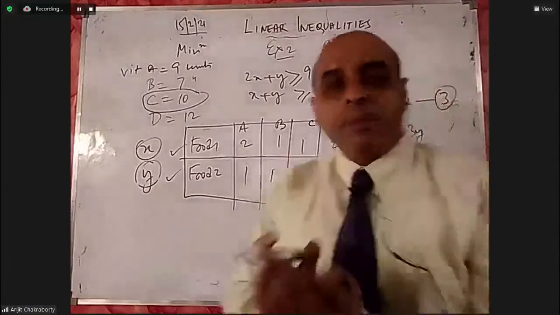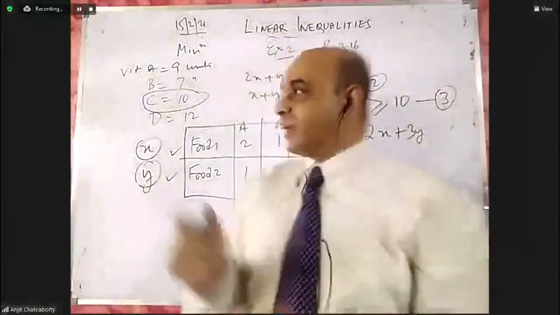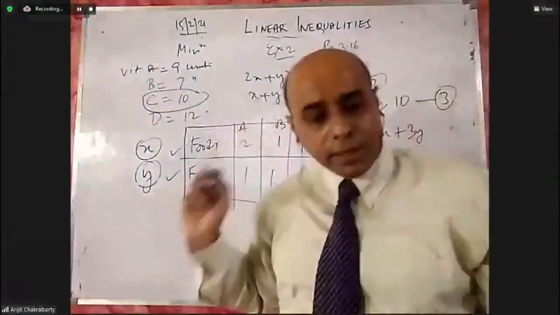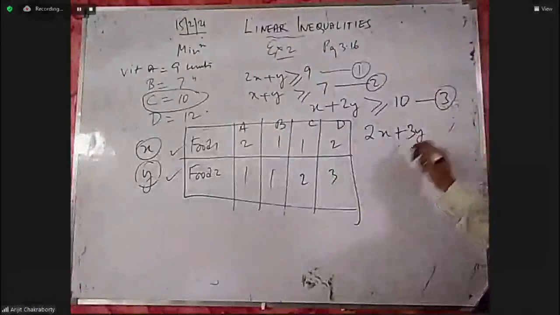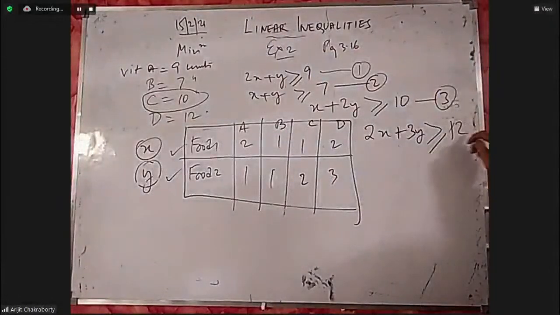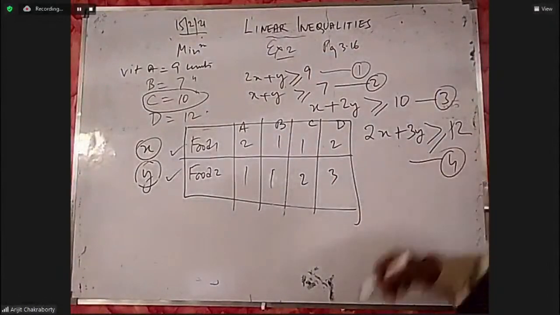But this must be at least 12 units as per the given condition in the problem. So 2X plus 3Y must be greater than 12. This is the fourth condition.